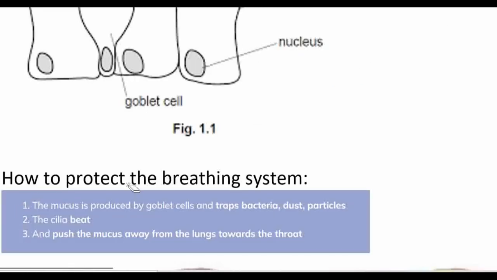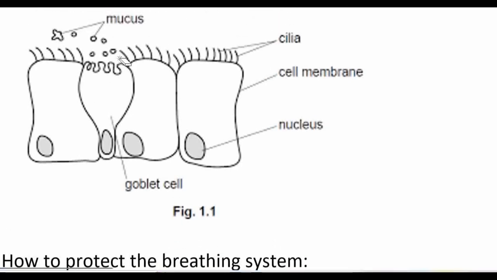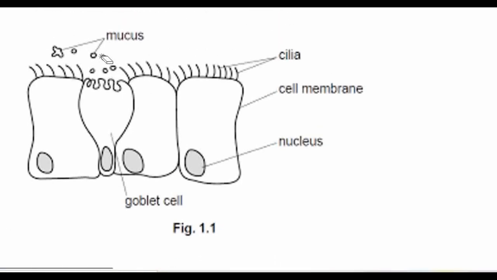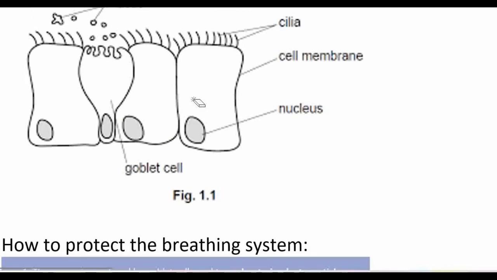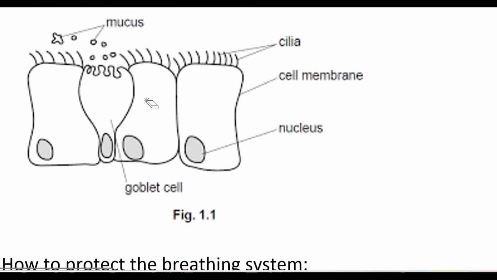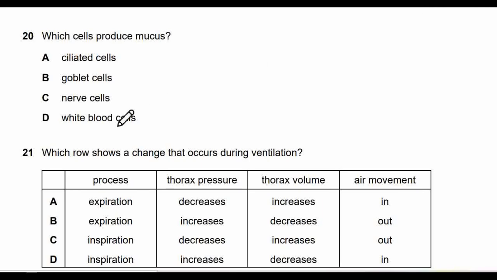So this mechanism is to protect the breathing system. The mucus is produced by goblet cells and traps bacteria and dust particles, and the cilia beat and push the mucus away from the lungs towards the throat. So that's how it works. Trap bacteria, and the cilia will push the mucus away towards the throat to protect the lungs. So goblet cells is the answer.